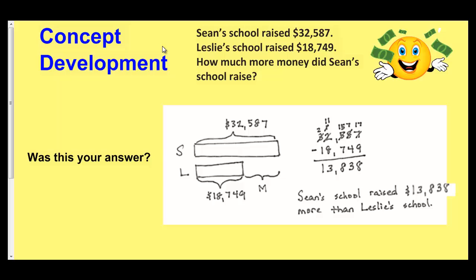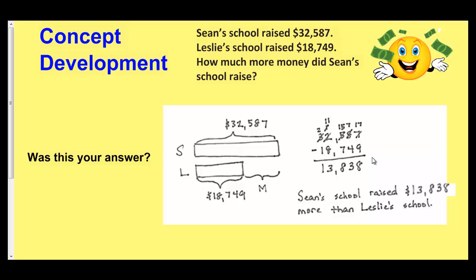Okay, was this your answer? I want you to notice the tape diagram. So S obviously is going to stand for Sean, L stands for Leslie. So here's how much money Sean's school raised. Notice that the tape diagram is longer for Sean's because he raised more money. There's Leslie's. Now what we're trying to figure out is how much more. So that's what M represents. How much more money? So if I can figure out how much to add to Leslie's to get to Sean's amount, then I will have my answer.